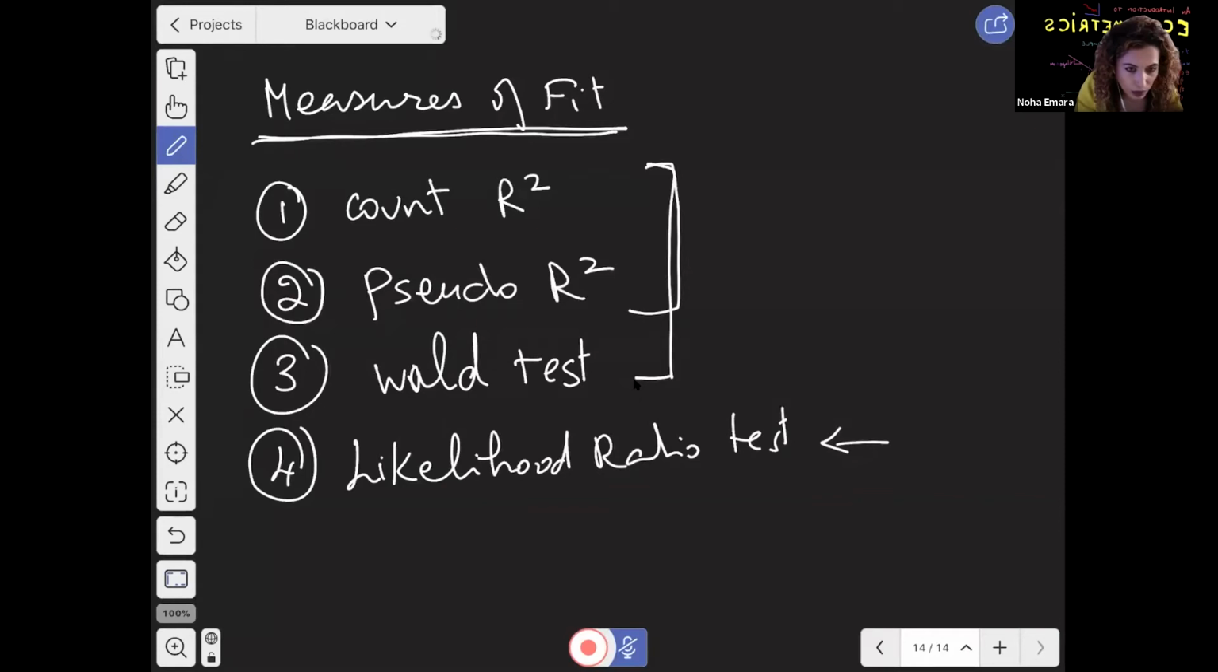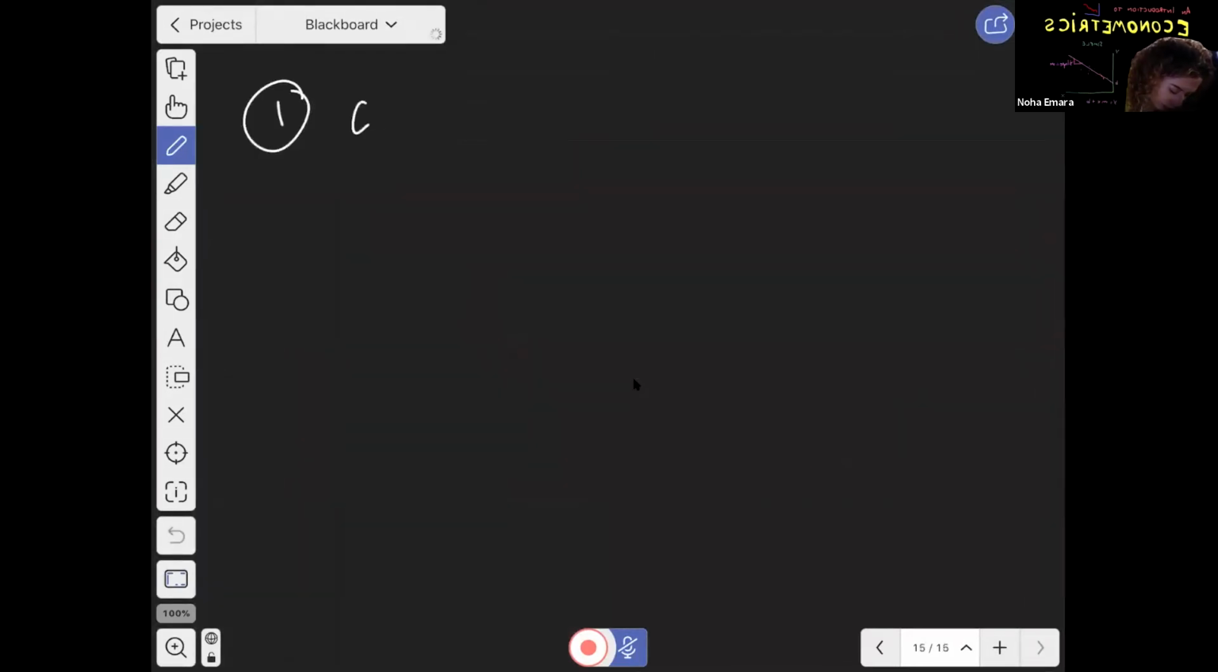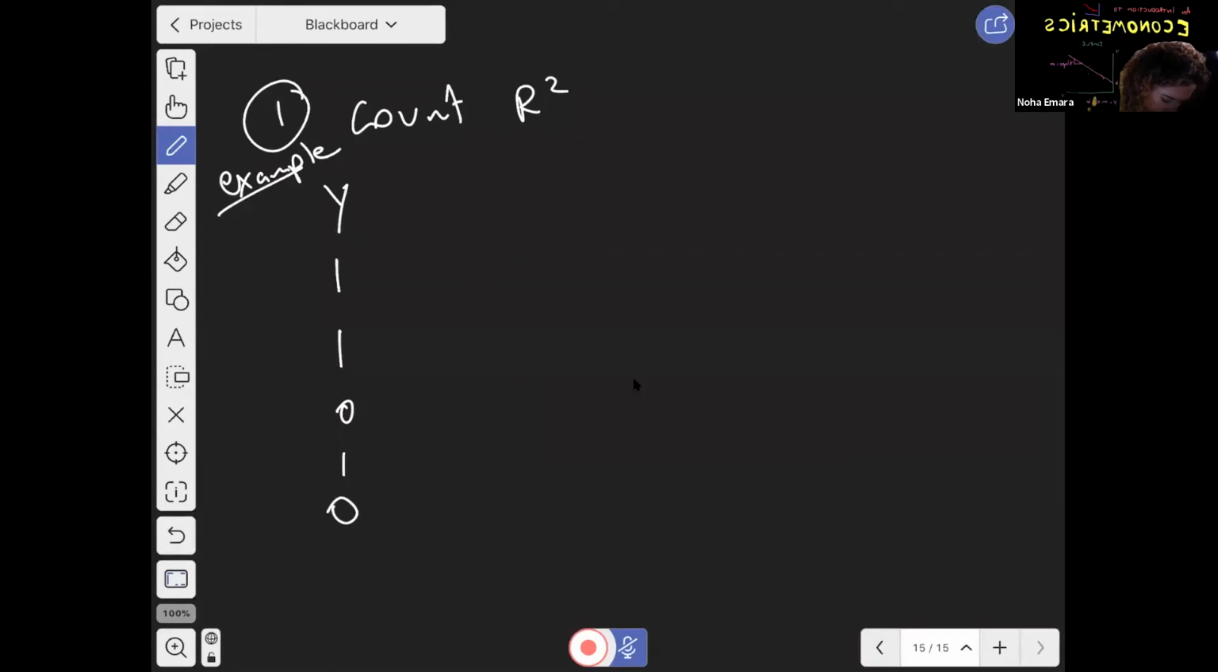So let me tell you what is a count R square. Actually, count R square is easy. The count R square, as the name suggests, you keep counting. Counting what? So let me show you. So the count R square is, let's say I have Y that takes, I know that it takes only 1s and 0s, right? So just an example. Suppose that the first observation is 1, the second is 1, 0, 1, 0. 1, 2, 3, 4, 5.